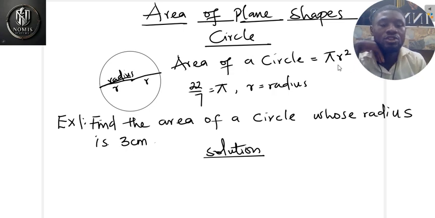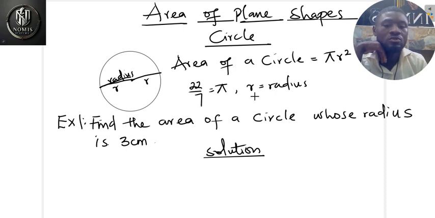Pi is the ratio of circumference to the diameter of any circular object, and it is always 22/7. So the value of pi is 22/7. For every circular object, the circumference divided by diameter gives the constant pi, 22/7.